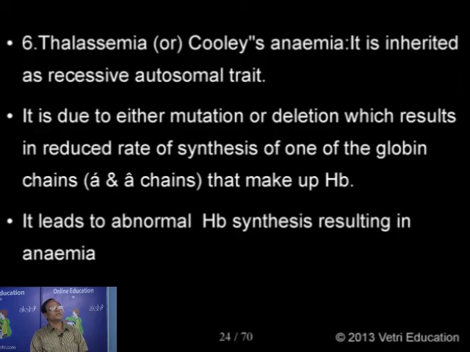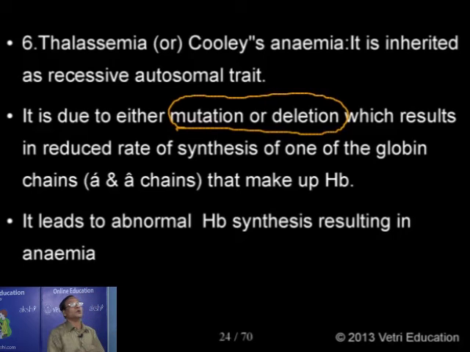Now the next one, thalassemia. So it is also called Cooley's anemia. It is also inherited as an autosomal recessive gene disorder. Now, what is the reason for thalassemia? It may be because of the mutation or deletion of a gene that is responsible for the synthesis of the globin part of the hemoglobin. So if the gene responsible for the synthesis of the globin part undergoes mutation or is deleted, it results in reduced rate of synthesis of the globin. The globin is not properly synthesized.